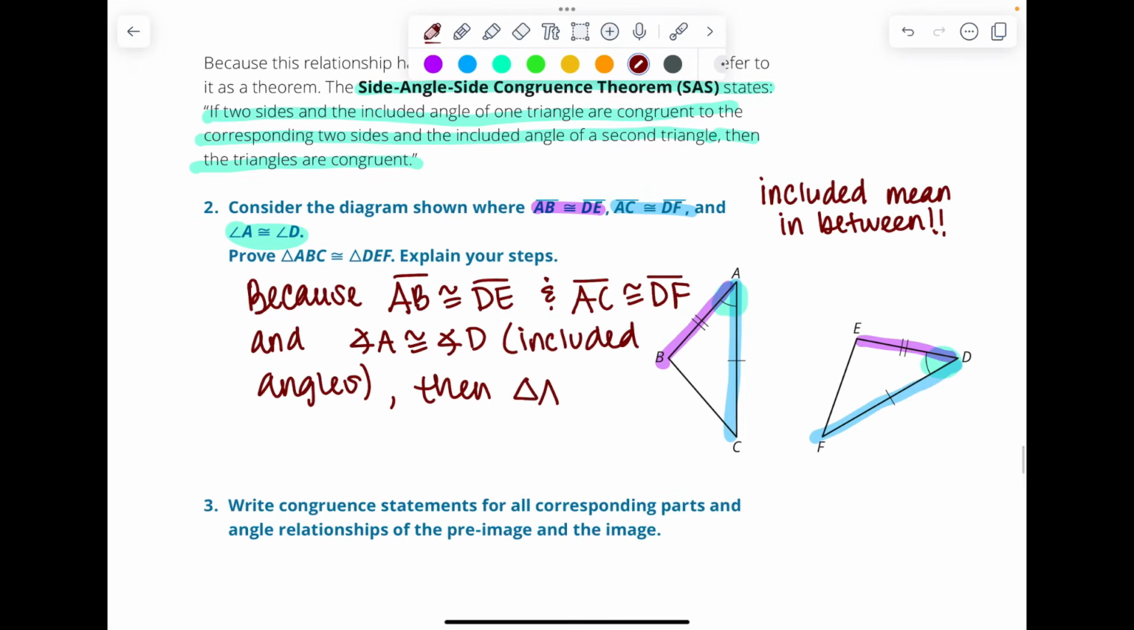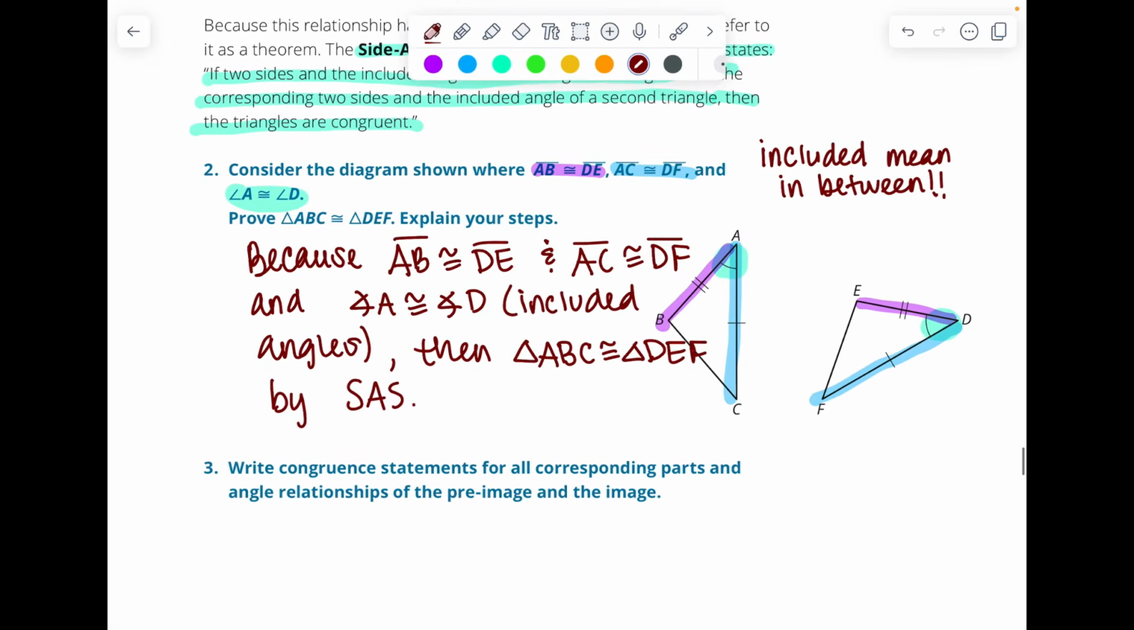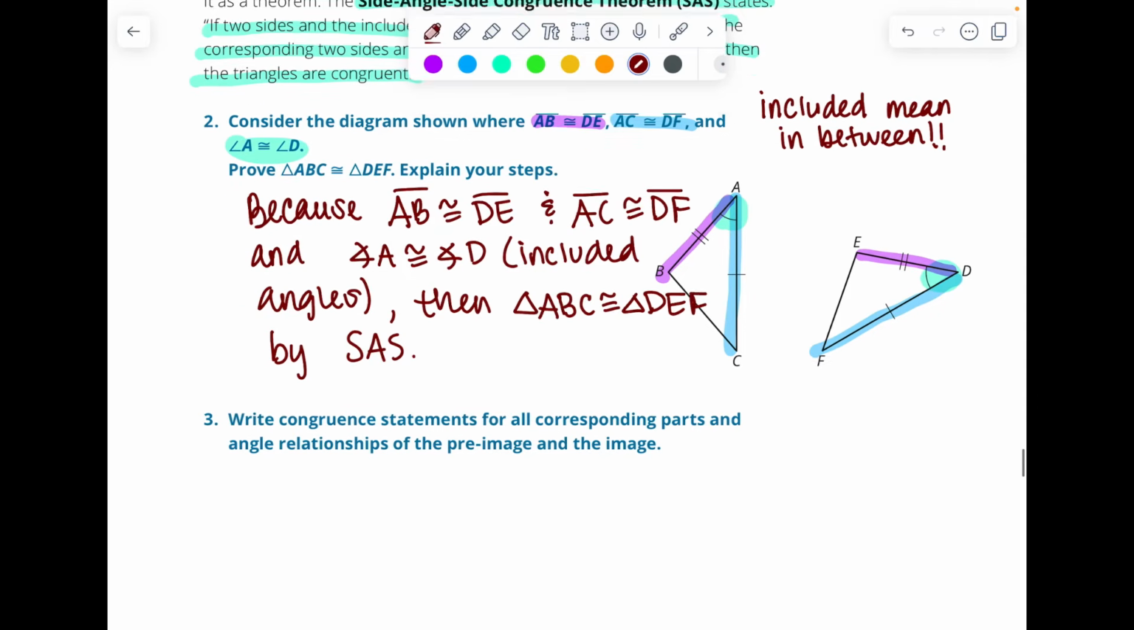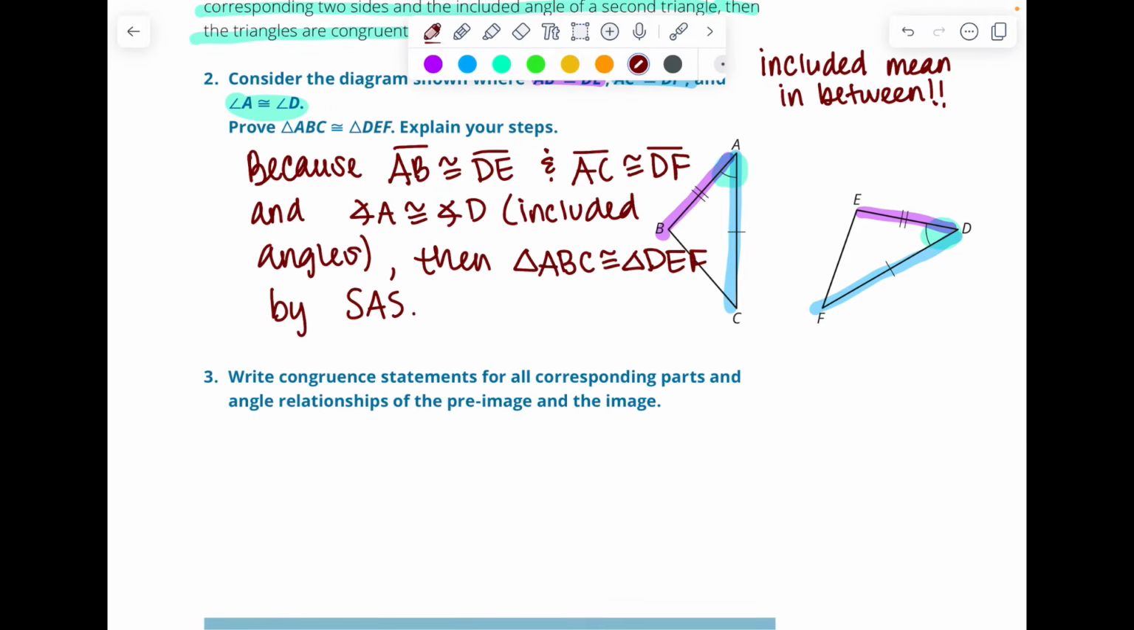Then triangle ABC is congruent to triangle DEF by the side angle side congruence theorem. All right, so now that we know that the triangles are congruent, we can use CPCTC to prove that all the parts are congruent, not just the parts that we highlighted.